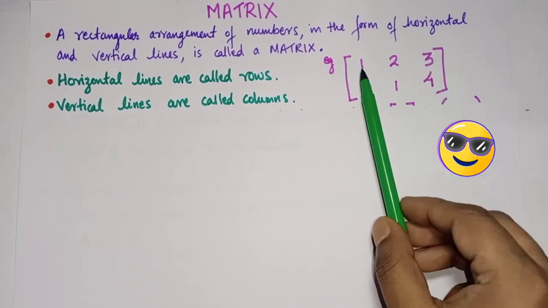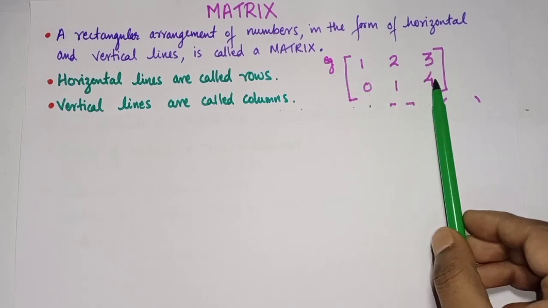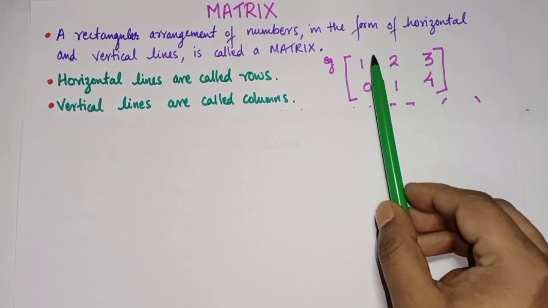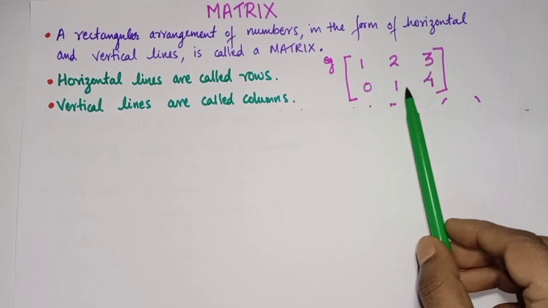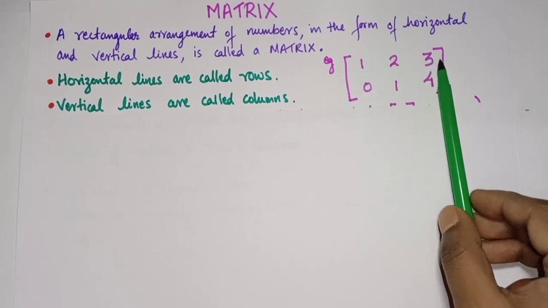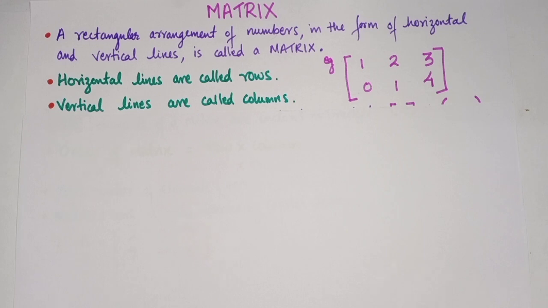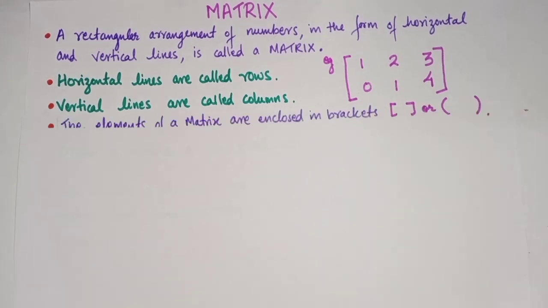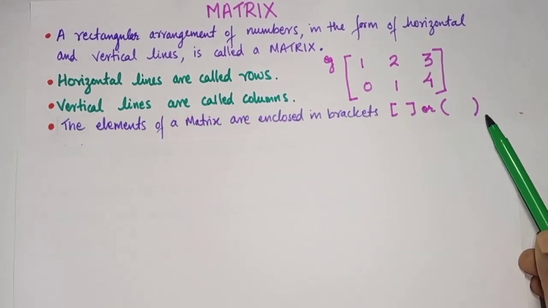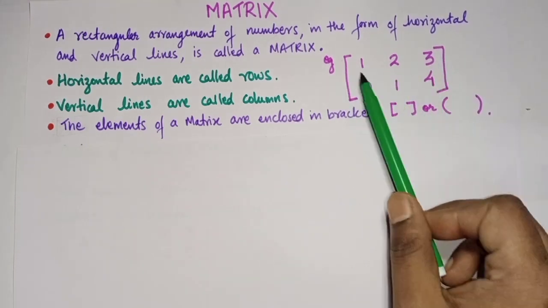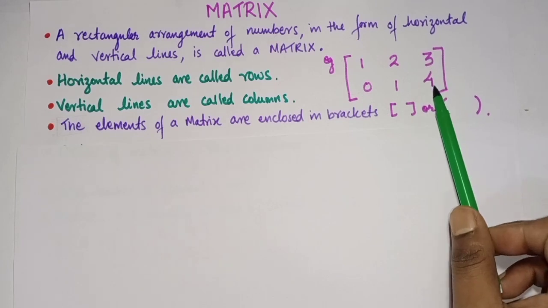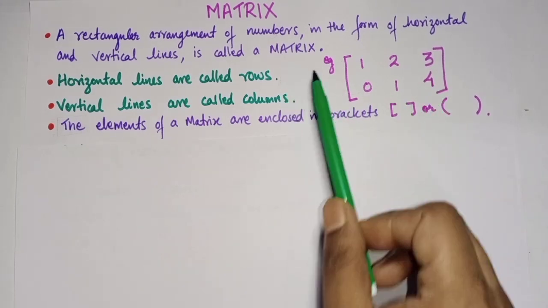A square bracket is there. So 1, 2, 3, 0, 1, 4. So we are arranging numbers in the rectangular bracket. So this is called a matrix. This is an example of a matrix. You can think of an egg tray, where we arrange the eggs. Similarly, in this, we write in a square bracket, or we can write a curved bracket also. So if we arrange numbers in rows and columns, this is called a matrix.